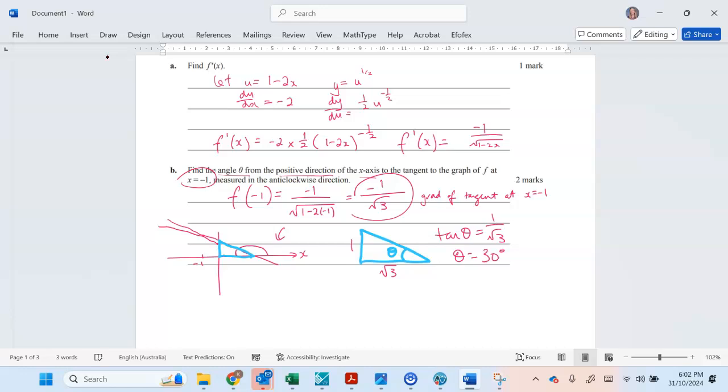But that's that angle in here. So if you got this far, you'd probably get 1 mark. You do have to go on and actually answer the question correctly. So we want that other angle. And obviously it's going to be a straight angle minus the 30 degrees. So that's 150.